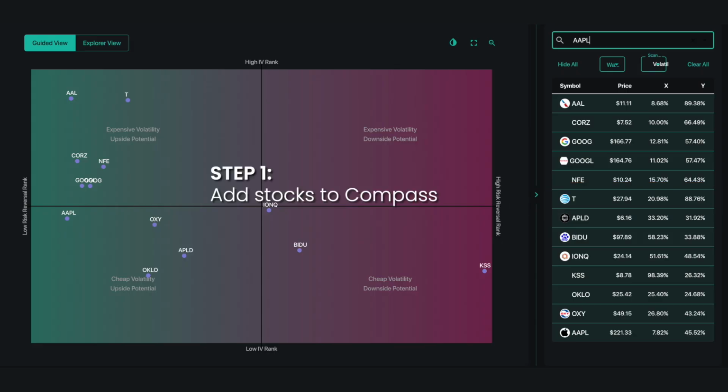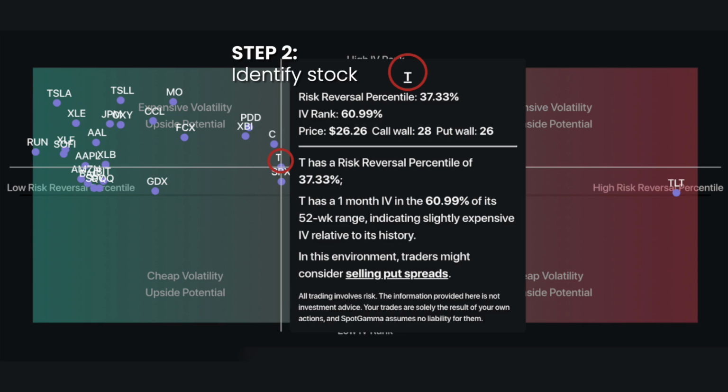Step 1. Using our watch list, we can populate Compass for a variety of tickers or simply add them manually. Step 2. For AT&T, the ticker T presents in the upper left quadrant of Compass, closer to the center axis, with a high IV rank of 60.99 and a light bullish bias.